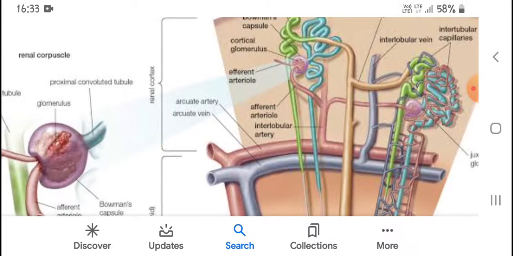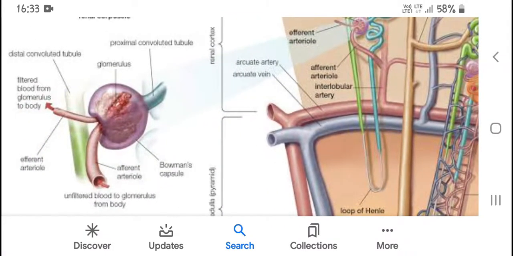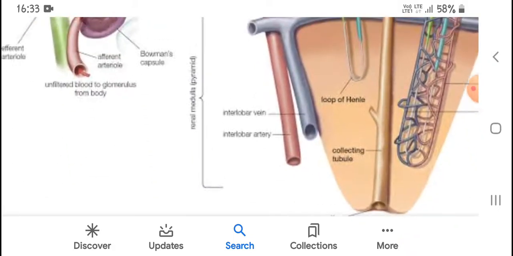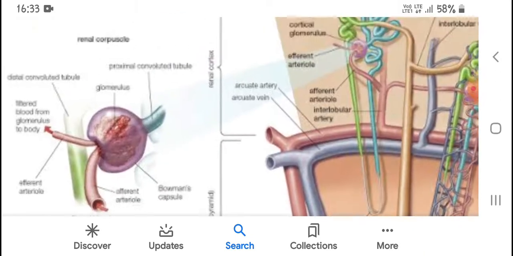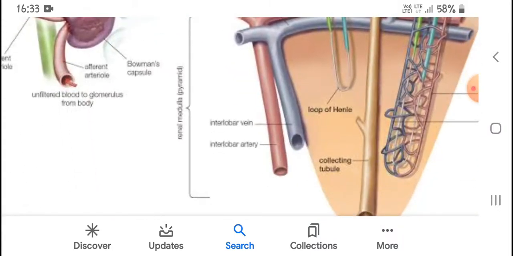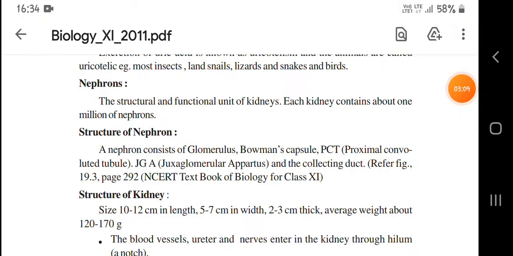And here they have divided it into two parts, the renal cortex and the renal medulla, which is pyramidal, like a pyramid structure, and this is the renal cortex. So this was about the nephron. Now you understand about the nephron. You saw the Bowman capsule, glomerulus and other things in that image I showed you.